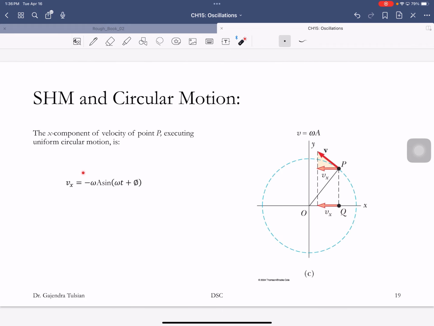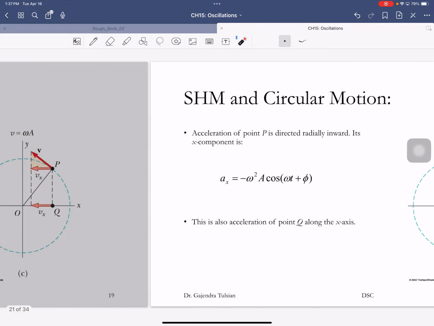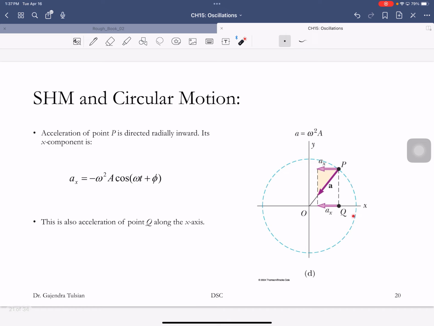Okay, so the next few slides are showing you the speed of this guy going in a circle. There's the x component, and that's equal to the velocity of the mass attached to the spring at that point. That's what this is showing you, okay? When you're going in a circle at constant speed, are you accelerating? Yes. You have centripetal acceleration, so there's your acceleration. And this component of the acceleration is equal to the acceleration of the mass attached to the spring. Okay?